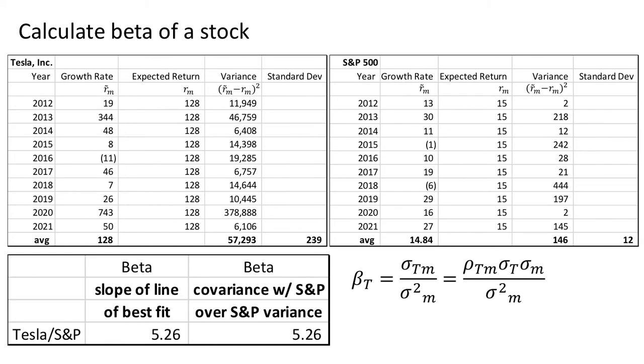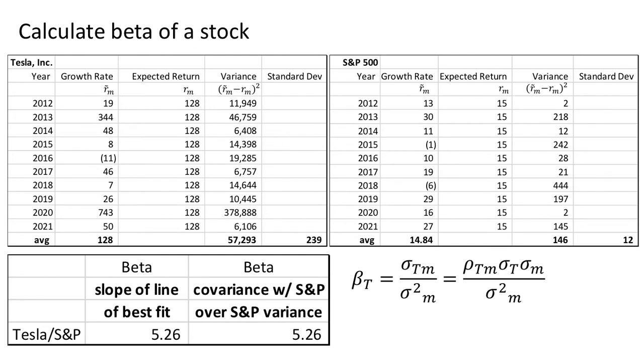We're going to either need to compare the growth rates on a chart, create a scatter plot of the 10 ordered pairs, and get the slope of the line of best fit to get the beta, or we're going to calculate the standard deviation of Tesla, the standard deviation of the S&P 500, also calculate the covariance between Tesla and the S&P 500, and take the covariance of Tesla and the market over the variance of the market.